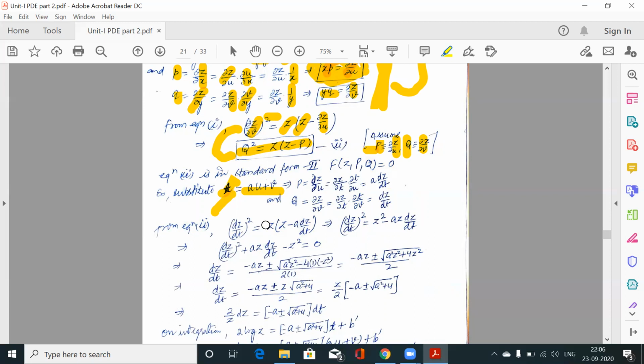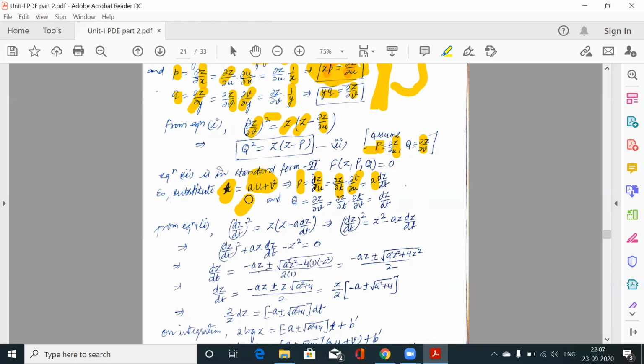Is a fresh variable which is suppose t. So t is equal to au plus v. So now P is equal to del z over del u. Capital P is what, del z over del u. And now the variable is t, u and v both we have transformed in t. So del z over del u means del z over del t into del t over del u. And what is del t over del u? Del t over del u is a.